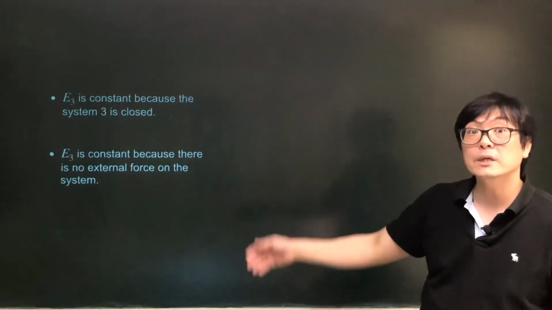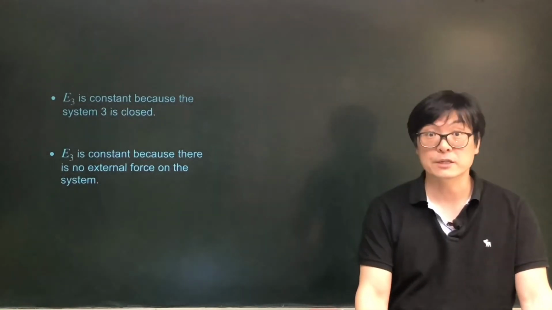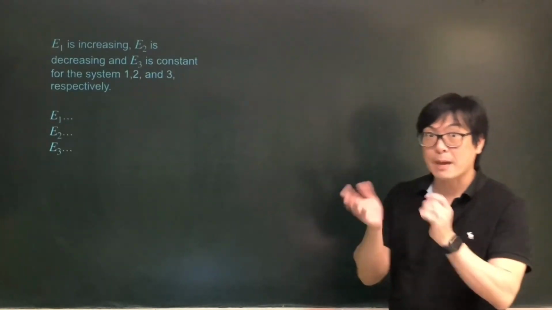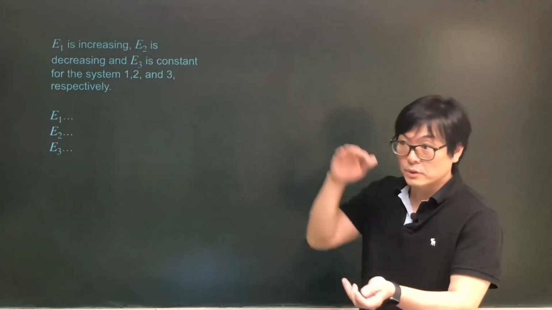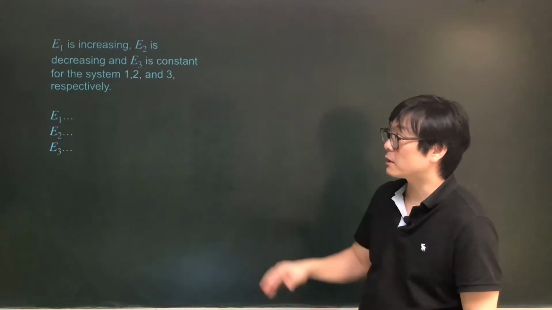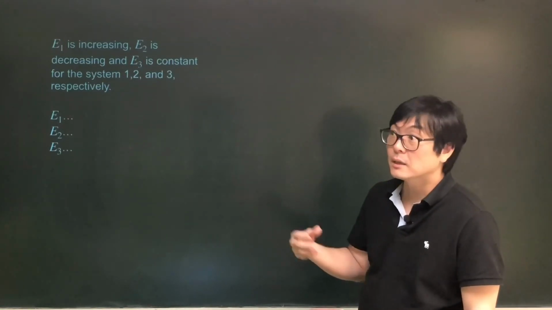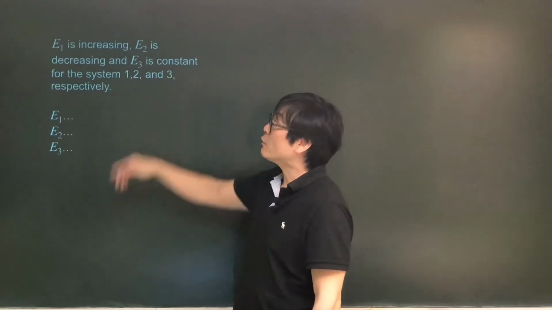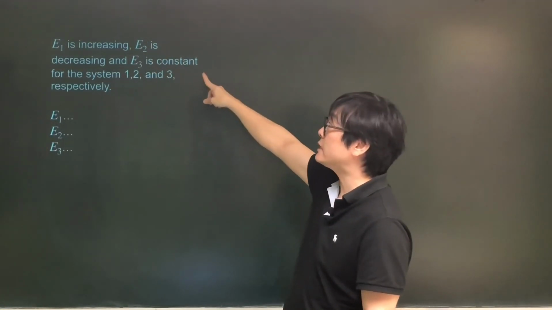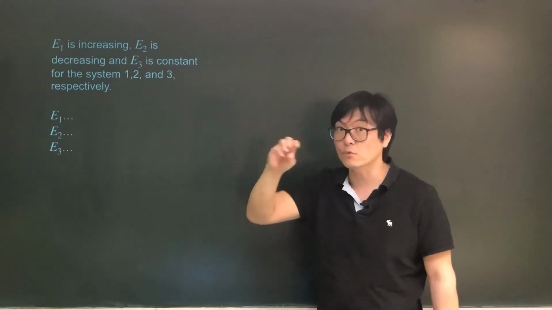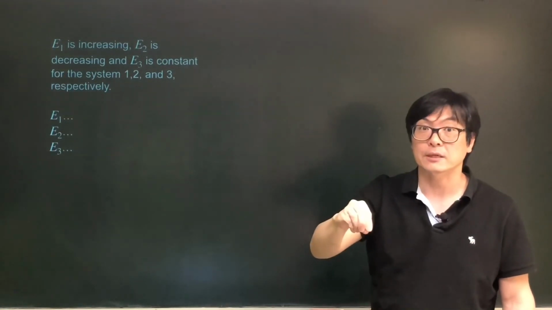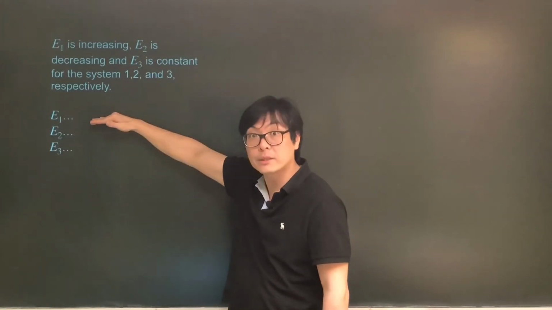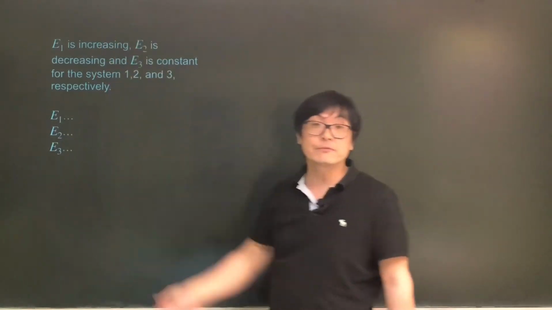This is the case where we can consider the law of conservation of energy, because the system is closed and isolated. So if I wrap up everything, I need to add all three of these sentences to explain E1, E2, E3. But as my first sentence, I will write this one first: E1 is increasing, E2 is decreasing, and E3 is constant for systems 1, 2, and 3 respectively. I will clearly show this one first, and then I will explain why for E1, E2, E3 like the previous slide.